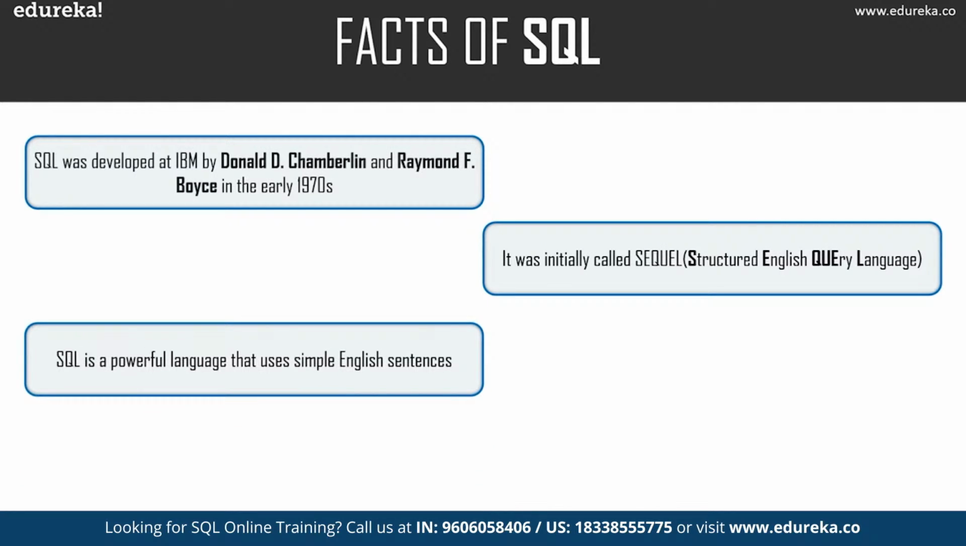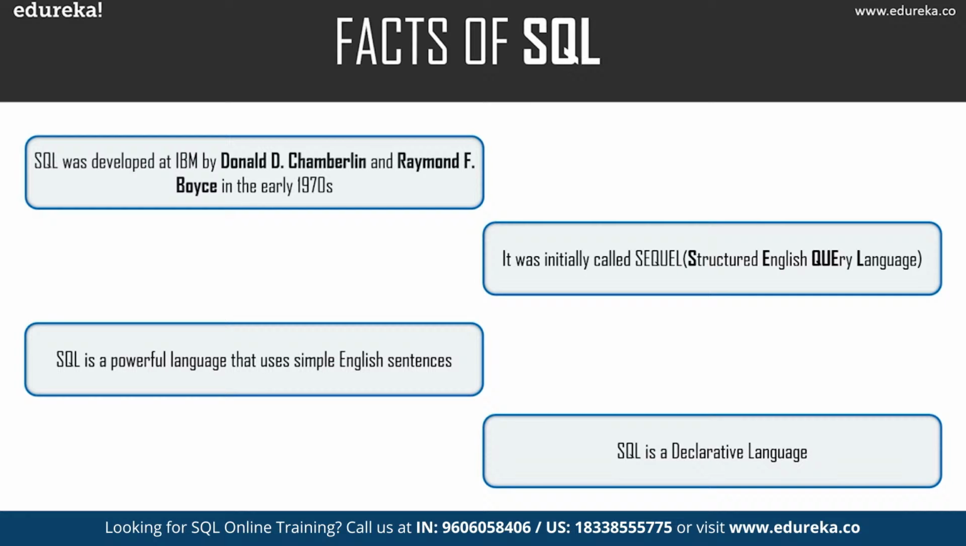SQL is said to be a powerful language. The reason for that is it uses very simple English sentences and also uses very few lines. It uses common words such as select, insert, update, and many more to perform its core functionalities. SQL is known to be a declarative language. When you write a query, you have to describe what needs to be done, and you don't have to worry regarding the flow of the query. It will be handled internally by the DBMS that you're using.